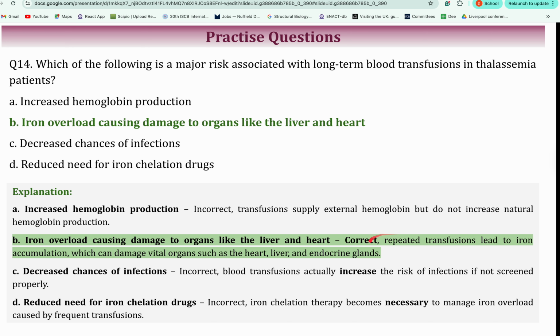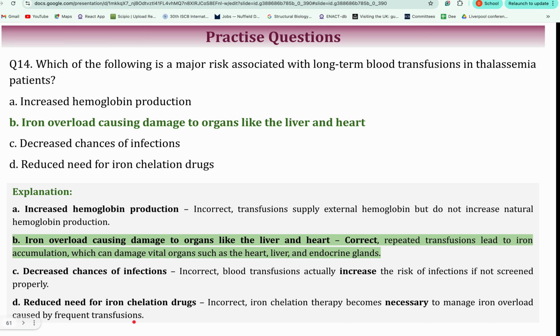Option B was iron overload causing damage to organs. So it is correct because repeated transfusion will lead to iron accumulation, which will damage the vital organs. Option C was decreased chances of infection. This is incorrect because blood transfusion can actually increase the risk of infections if not screened properly, but it won't decrease it. Option D is reduced need for iron chelation drugs. This is also incorrect because iron chelation therapy becomes necessary to manage the iron overload caused by frequent transfusions.